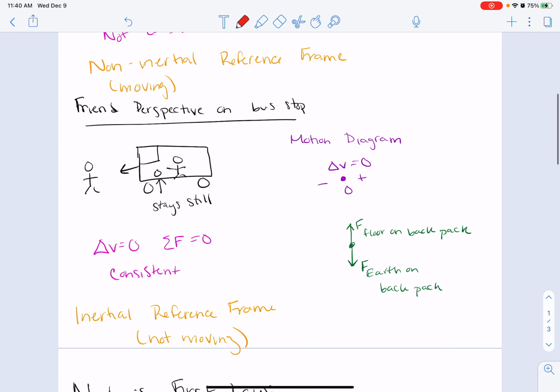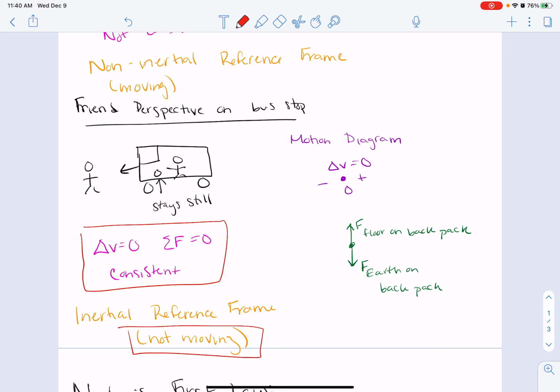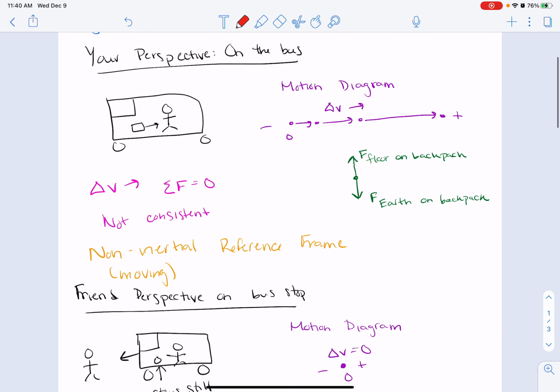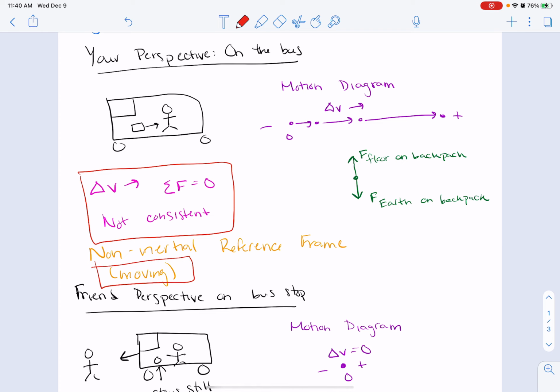And for an observer in an inertial reference frame, we should see that the change in velocity and the sum of the forces are consistent. And they should also be in a not moving place, okay? A non-inertial reference frame, they are going to see that this is not consistent, that the sum of the forces and the change in velocity might be in different directions. And that's because they're in a moving or non-inertial reference frame.